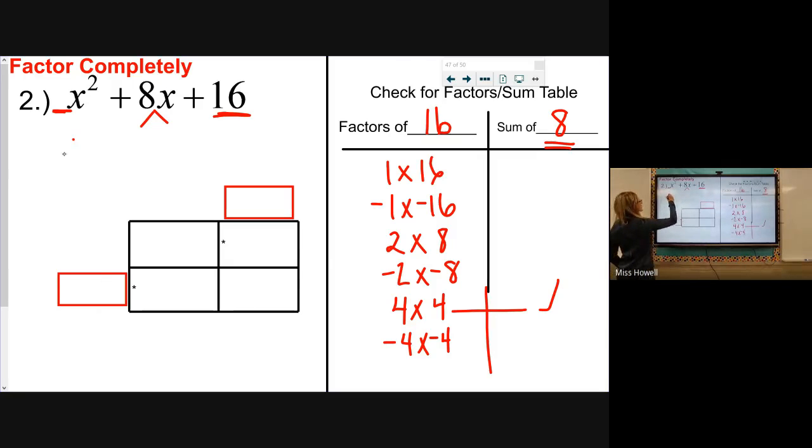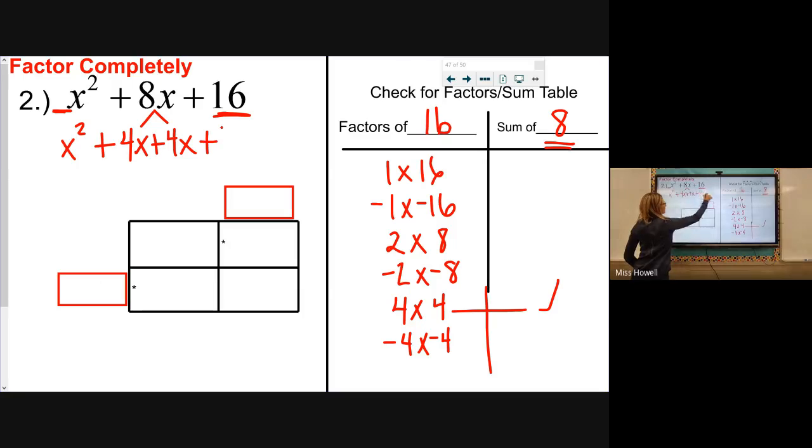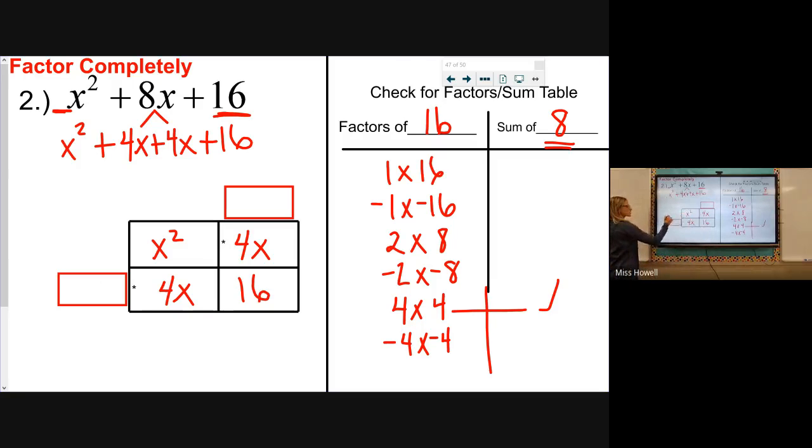So we have x squared. This 8x is going to become a 4x plus another 4x. And then we still have the 16. And now we're ready to go to our chart to help us factor completely. All right, top row, x squared and 4x both share an x. Factor it out. 4x and 16 both have a common factor of 4. So one of our factors down here is an x plus 4.